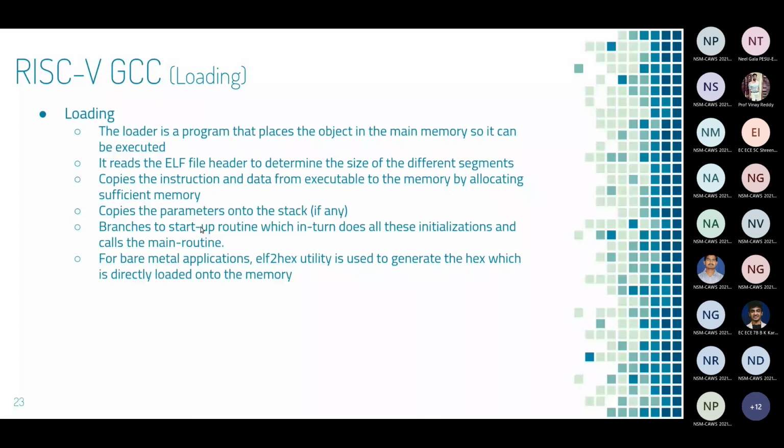But for bare metal programs, we use an ELF to hex utility, which generates the hex representation of your entire memory from the ELF. So essentially, you do the loading on your host computer. Usually, the loader runs on the target system, but in certain cases, like bare metal applications, you would do the loading on your host system itself. That is done by using the ELF2 hex utility.